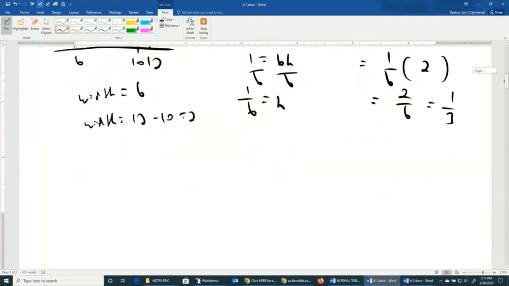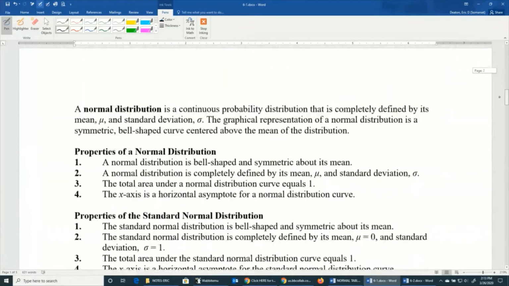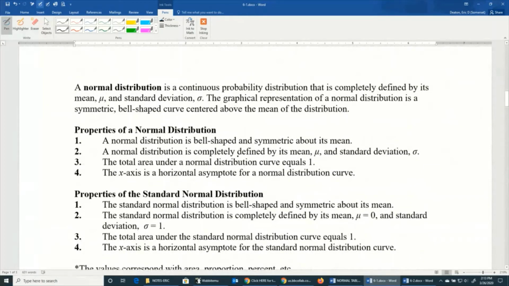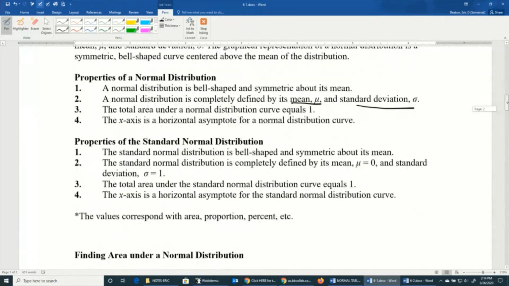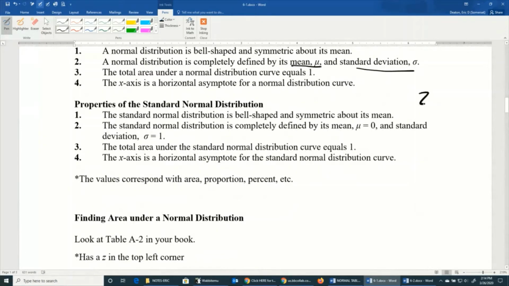And now we're going to go back to normal distribution. For a regular normal distribution, we'll use the mean and the standard deviation of the given situation. Later in my video, we're going to do examples involving that. What we're going to do is focus on the standard normal distribution. And that involves z's. It involves a mean of 0 and a standard deviation of 1.